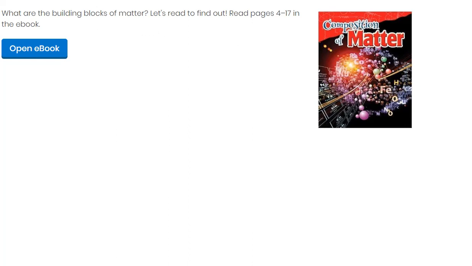Now this ebook is part of today's science lesson, which is Unit 2, Lesson 9, called Particles of Matter. And a quick introduction to the book reads like this. What are the building blocks of matter? Let's read to find out. Read pages 4 to 17 in the ebook.